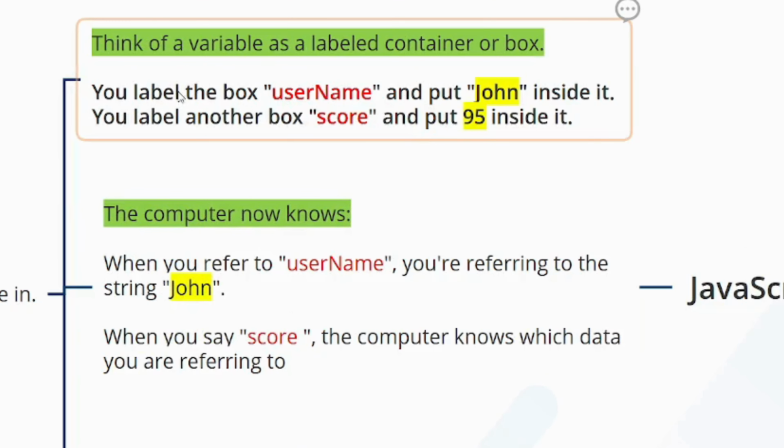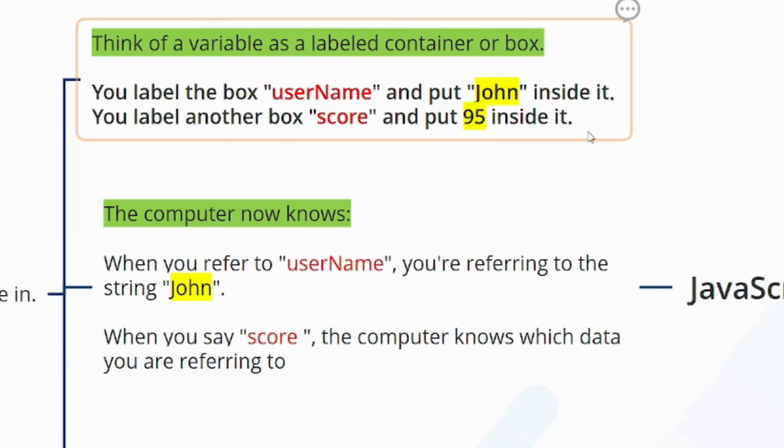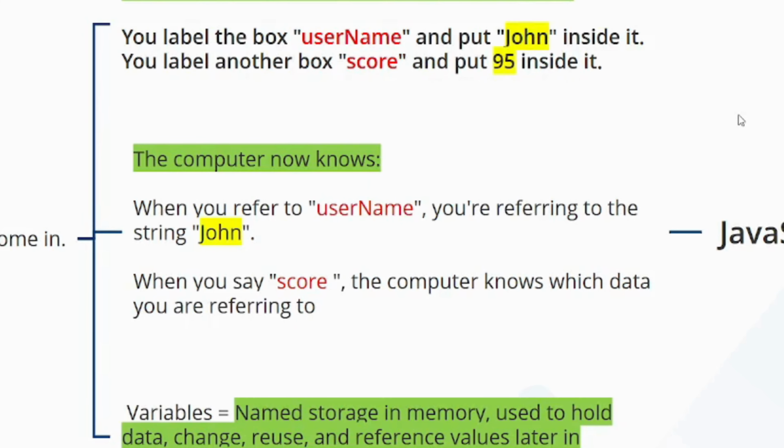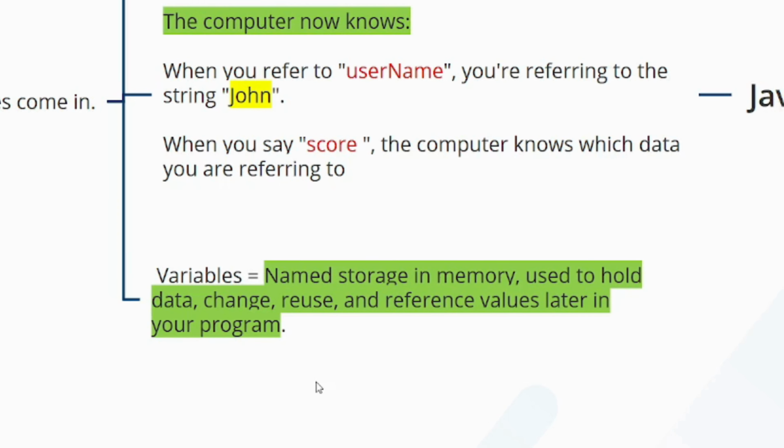Let us understand it in a better way. So think of a variable as a labeled container or a box. For example, you label a box as username and you put the name John inside it. And now you make another box called score and you put 95 inside it. Now the computer knows exactly what you are referring to when you type username. And suppose you type score, the computer knows which data you are referring to. So in simple terms, a variable is a named storage in memory, which is used to hold data, change, reuse, and reference the value later in our program.